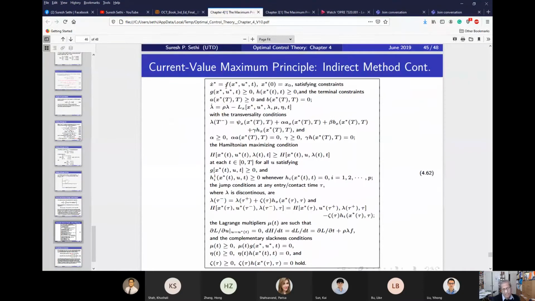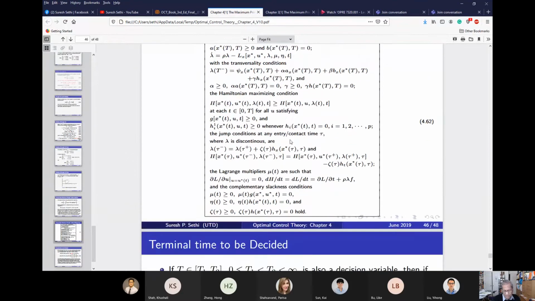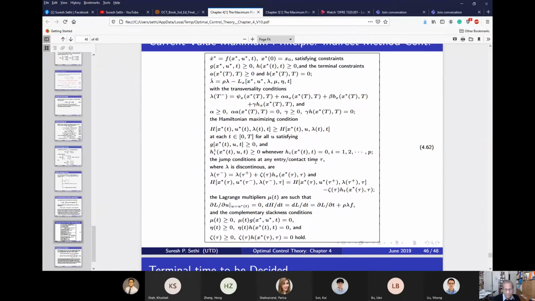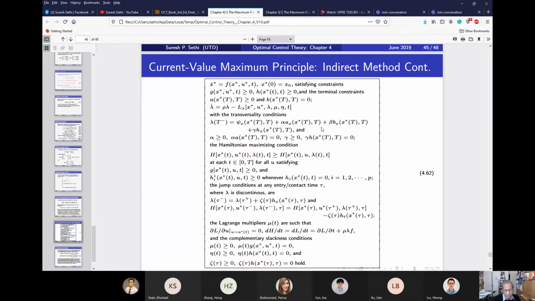So now let's see. We have no difference here, but this is a change here. There'll be another change in another place where you will see here. You see the rho is coming here. So this is dH/dt equal to del/dt equal to this plus rho lambda f. So you can write the current value formulation, and the maximum principle then is affected in two places. One place is here and one place is here.